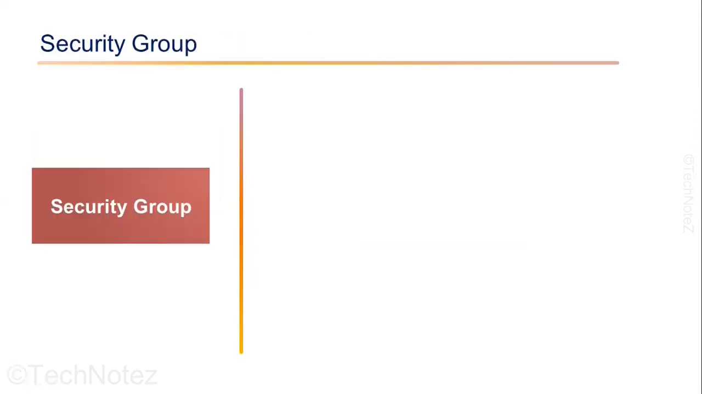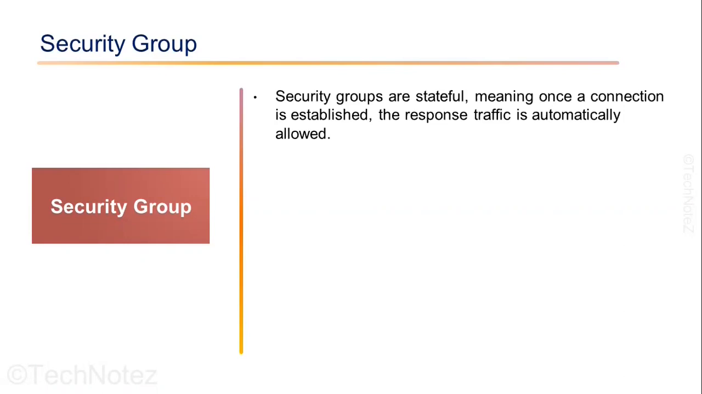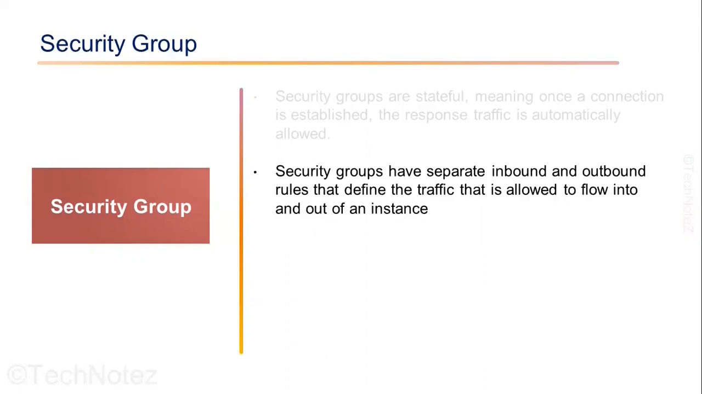Next, let's talk about security groups. Security groups are like a virtual firewall that controls the incoming and outgoing network traffic to an EC2 instance. AWS security groups are stateful firewalls, meaning once a connection is established, the response traffic is automatically allowed, regardless of any rules. Security groups have separate inbound and outbound rules that define the traffic that is allowed to flow into and out of an instance.